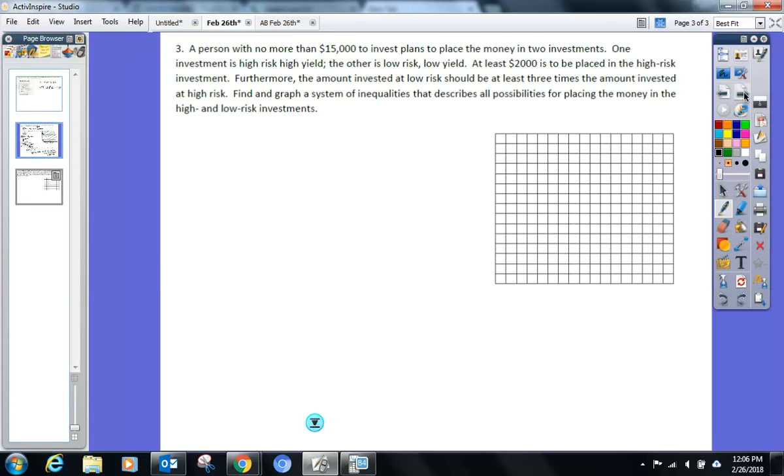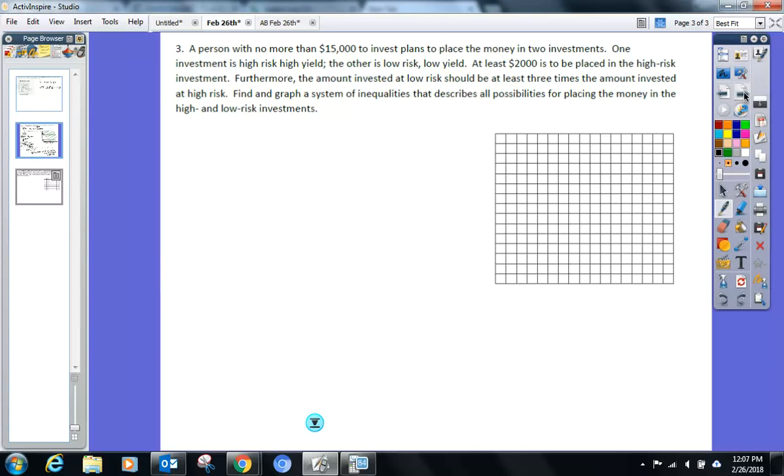All right. Person's got some cash on them. They do not want to invest no more than $15,000. What's that mean? $15,000 or less. All right. They want to invest $15,000 or less. He's got 2 options. He can go high risk, high yield. They do that in economics or no? High risk, high reward, yes. All right. And the other is low risk, low yield.